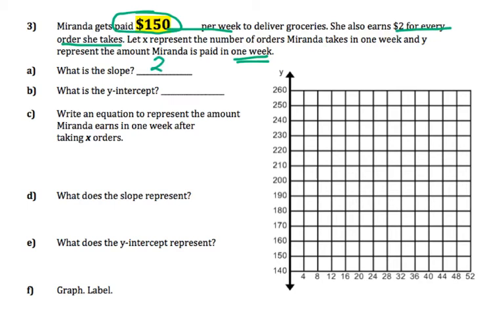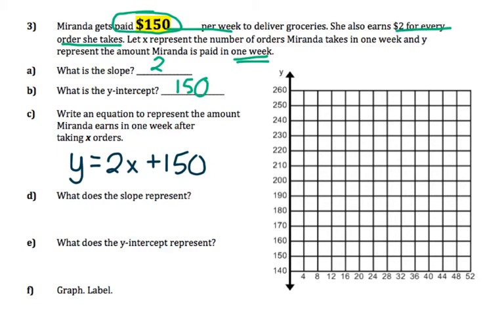And the y-value of our y-intercept will be 150, because that's the constant for every week, $150. So to write our equation, to represent the amount Miranda earns in 1 week after taking X orders, we're going to use our slope-intercept form and write it as y equals 2 times X, the number of orders, plus $150.